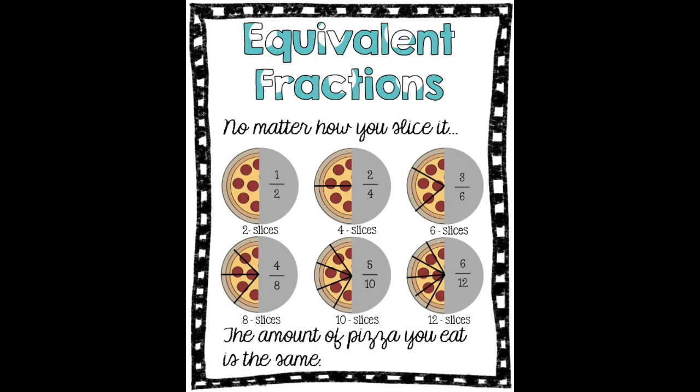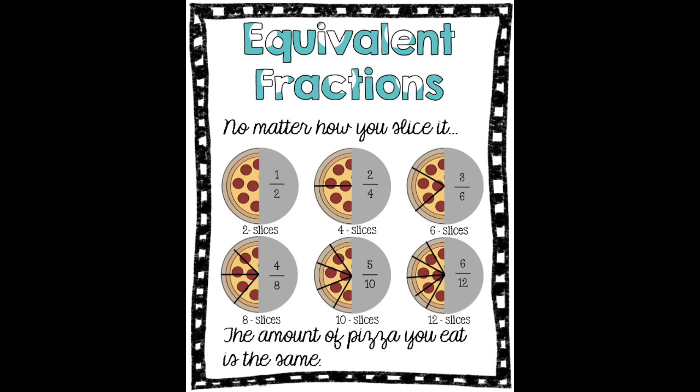So basically what you're looking at is a bunch of pizzas that were cut in half, to show you that it doesn't matter how you slice it, the amount of pizza you eat is the same. So if you slice the pizza in only 2 slices and you still eat half the pizza, your fraction is going to be 1/2. If you slice it into 4 slices and you only eat 2 slices, then your fraction is going to be 2/4, which still equals 1/2.